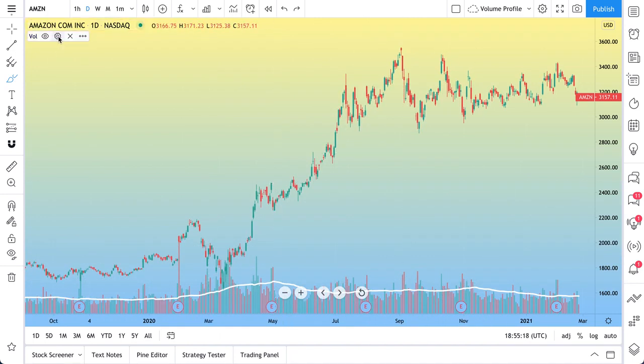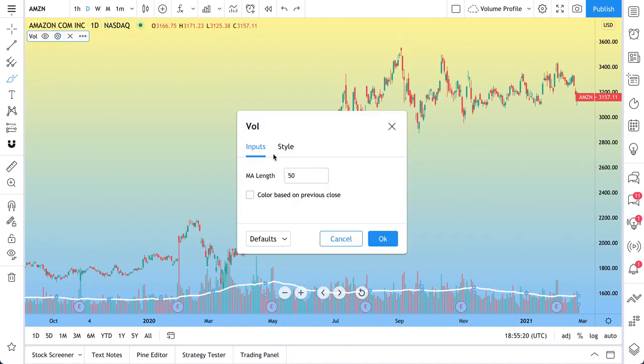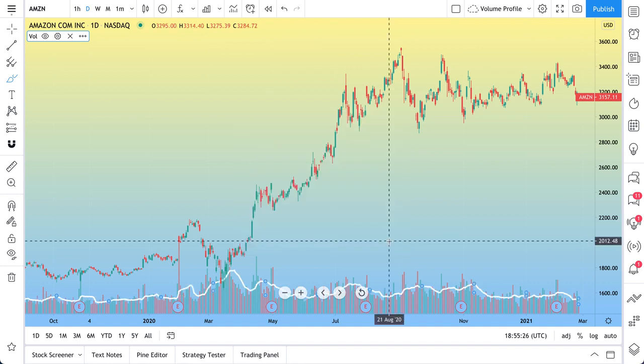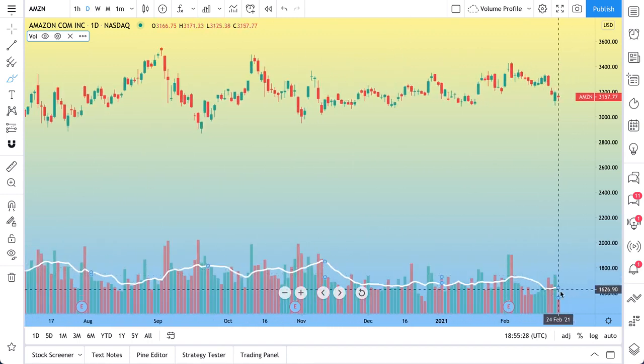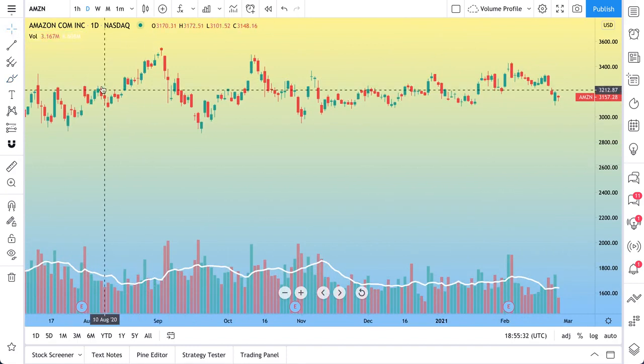So remember, you click settings here and you can make these adjustments to find out the average volume over any time period. For example, let's do 10 for the last 10 days. So now it's volume over the last 10 days. And that is the basics of volume.